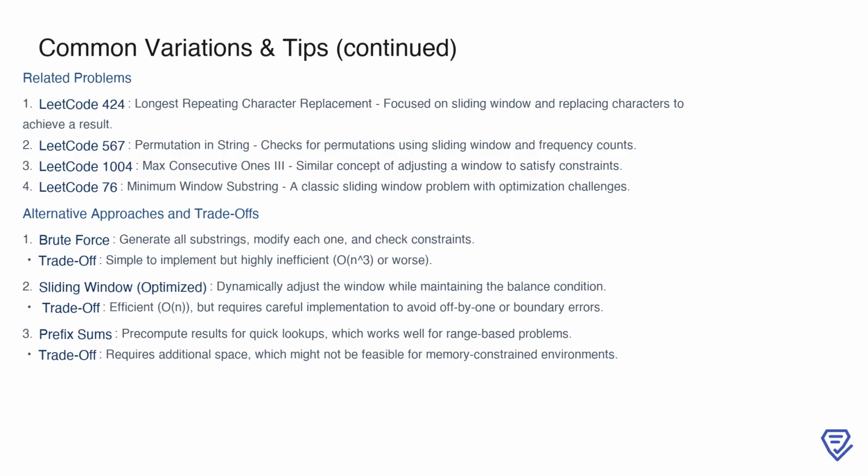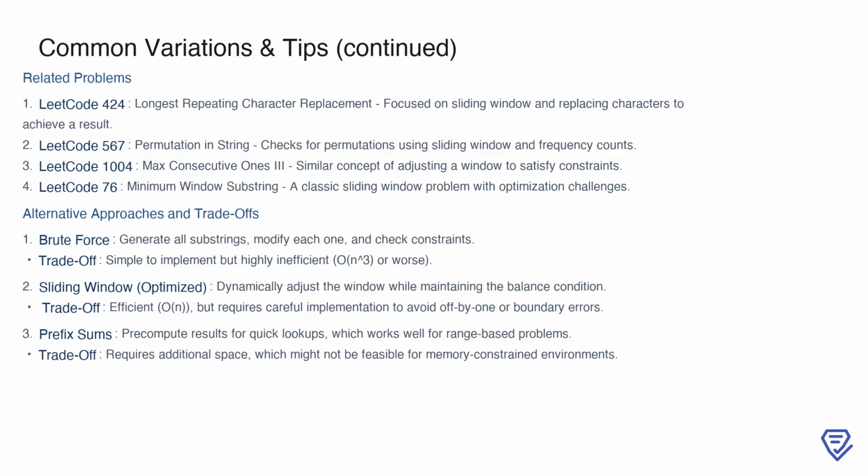Apart from related problems, there are alternative approaches you could explore. For example, a brute force method involves generating all possible substrings, modifying each one, and checking if it meets the constraints. While simple to implement, it's highly inefficient with a time complexity of O(n³), or worse. On the other hand, an optimized sliding window approach allows you to dynamically adjust the window while maintaining the balance condition. This is far more efficient, typically O(n), but it does require careful implementation to avoid boundary or off-by-one errors.